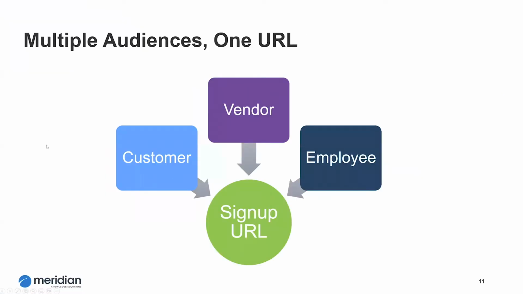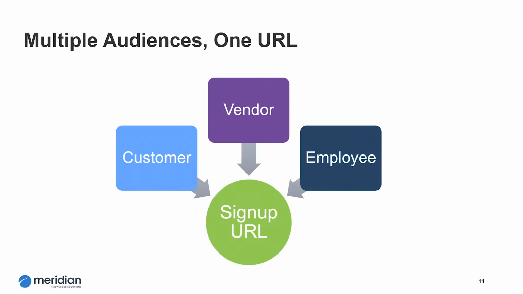Really, part of the purpose being, give one URL. And whether it's multiple different customers, different types of customers, vendors, employees, we're all going to the same place, going through the same essential portal, but you want to get them into different organizations depending upon who they are. So this will allow you to do that.